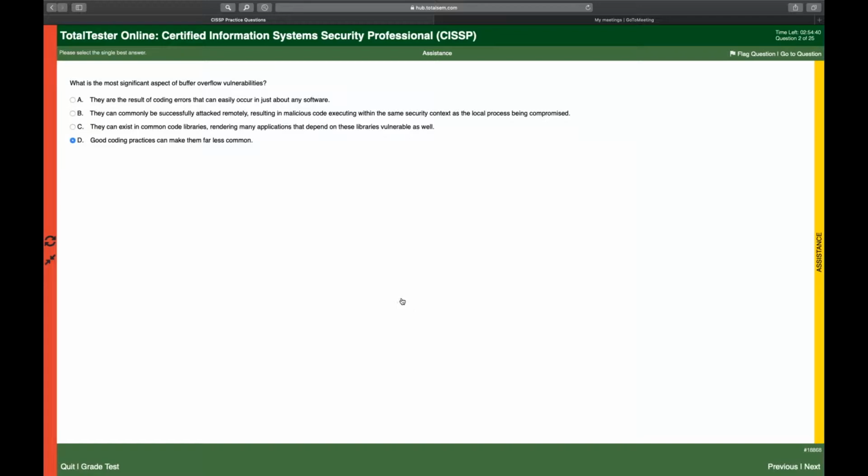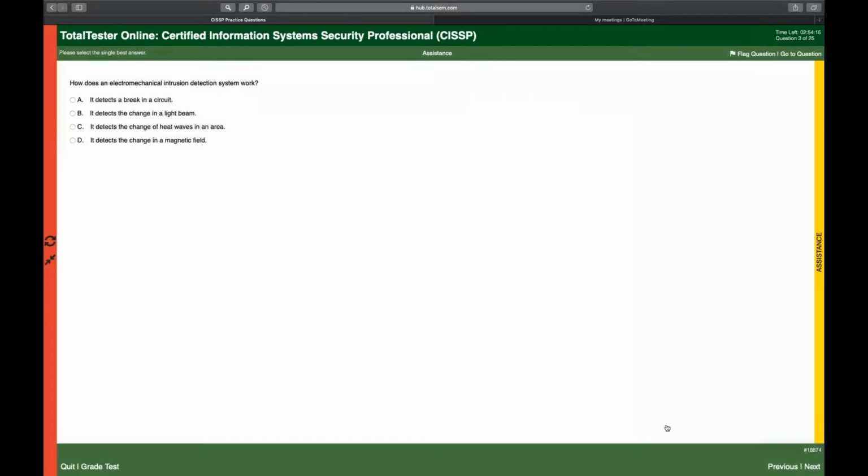Because buffer overflow, that's like a code I think that you have to put in. Yeah, well, if you're writing programs and you don't specify exactly what type of input and how much input is acceptable, then you can leave yourself susceptible to something like this. All right. Good coding practices.